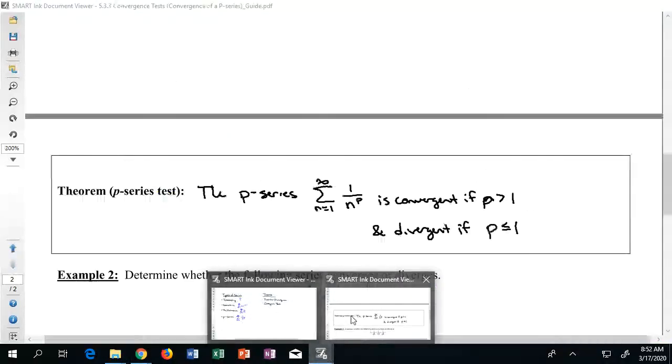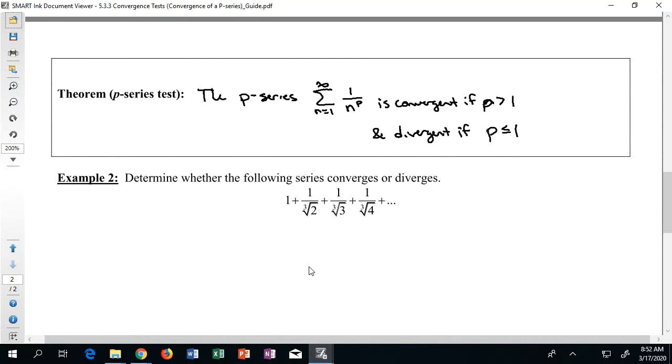All right, we're going to take a look now at some of the examples that go along with this idea of a p-series. So take a look here at example number 2. This is a super simple example. Determine whether the following series converges or diverges.